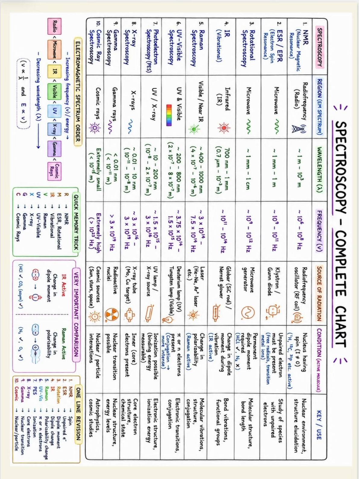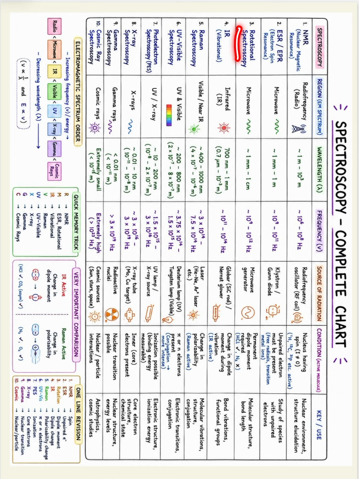After that, ESR spectroscopy. ESR works in the microwave region, with a wavelength of 1 millimeter to 1 meter and a frequency range of 10 to the power 9 to 10 to the power 11 hertz. The source of radiation is a klystron or Gunn diode, and the condition for an ESR active molecule is that an unpaired electron must be present in the molecule. The usefulness of ESR is to identify unpaired electrons or paramagnetic substances.